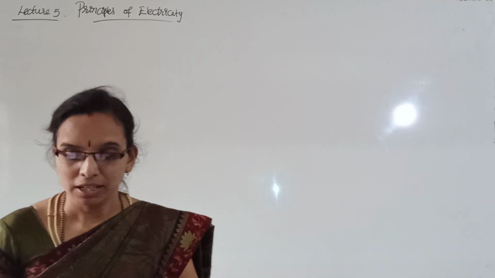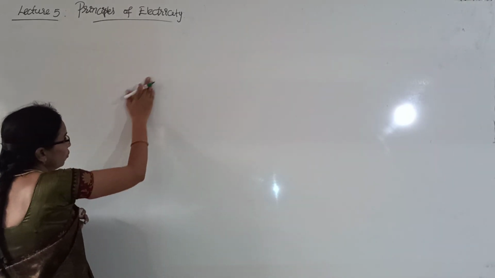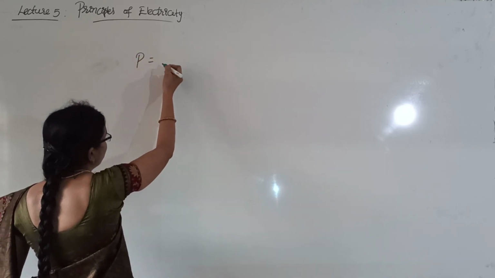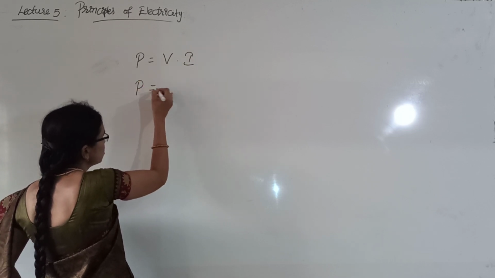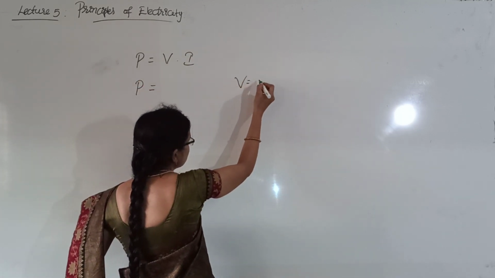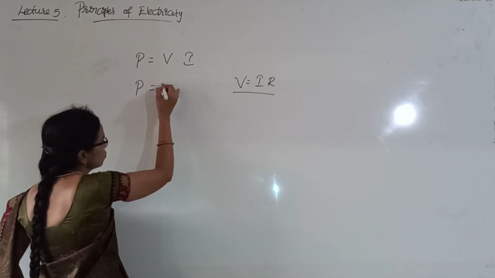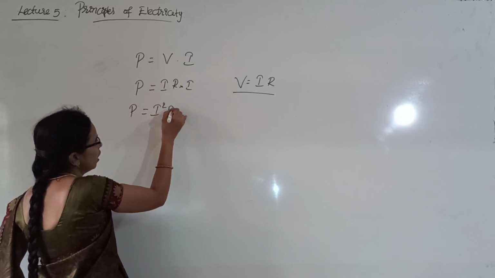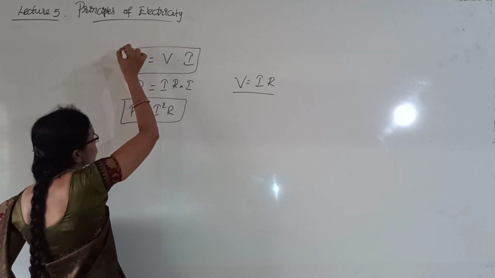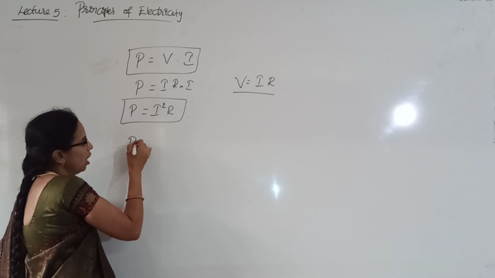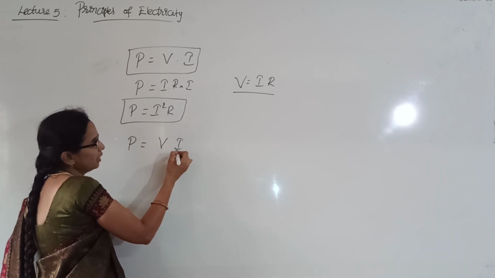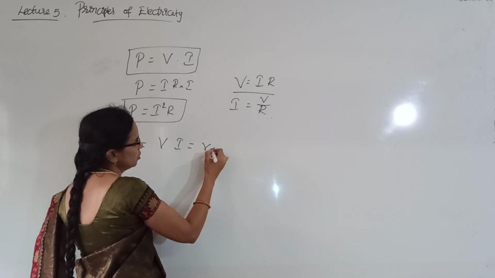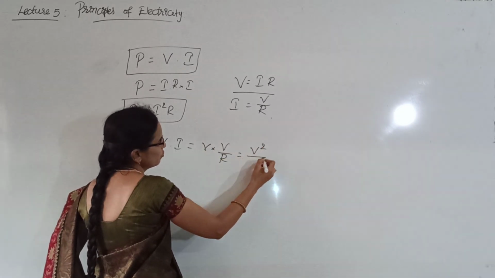Okay. So now electrical power we told. Power can be expressed as V into I. Also we know V is equal to I into R. So I R into I, so power can be written as I square R. Power can be written as V into I, and also I square R. Also, V into I can be expressed with I equal to V by R, so V by R into V, so power can be expressed as V square by R.